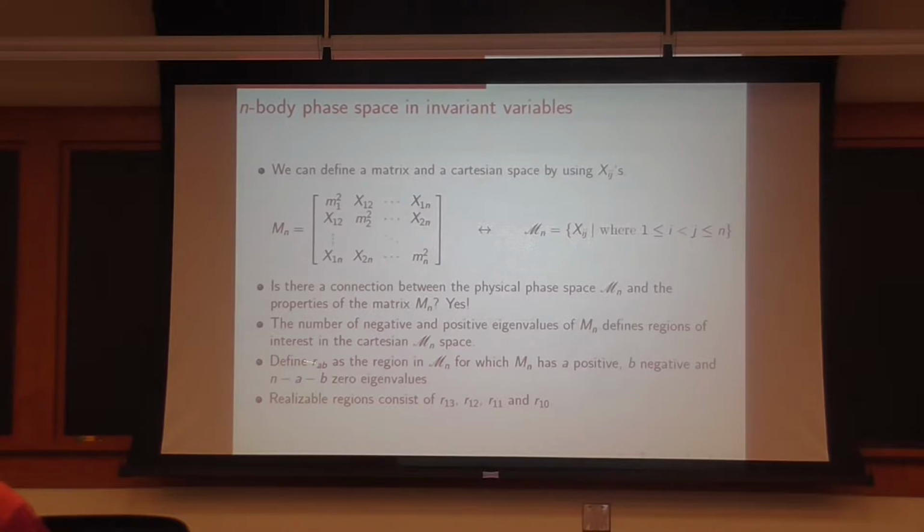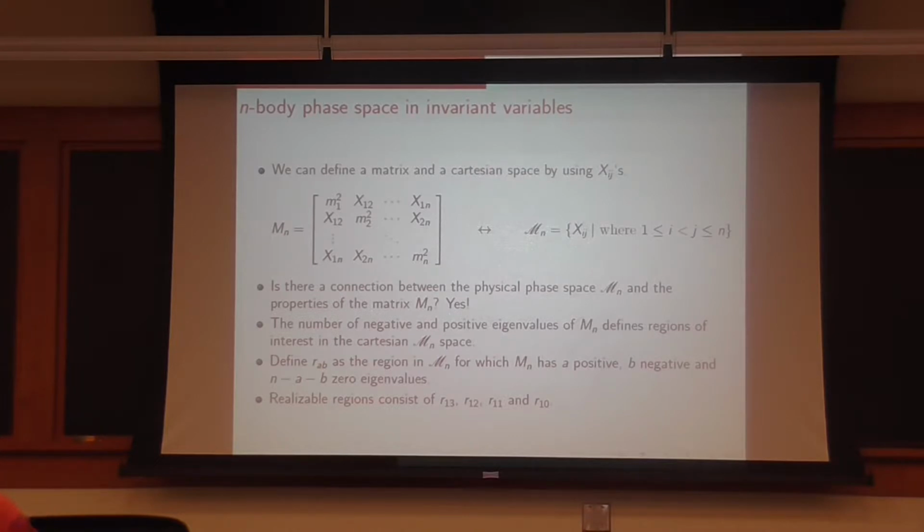And if we define a region R_{a,b} in this Cartesian space in such a way that M_n has a positive and b negative eigenvalues, it turns out the realizable regions, which means physical regions, in this Cartesian space consist of R_{1,3}, R_{1,2}, R_{1,1}, and R_{1,0}. So if you think about this matrix again, we have lots of zero eigenvalues.